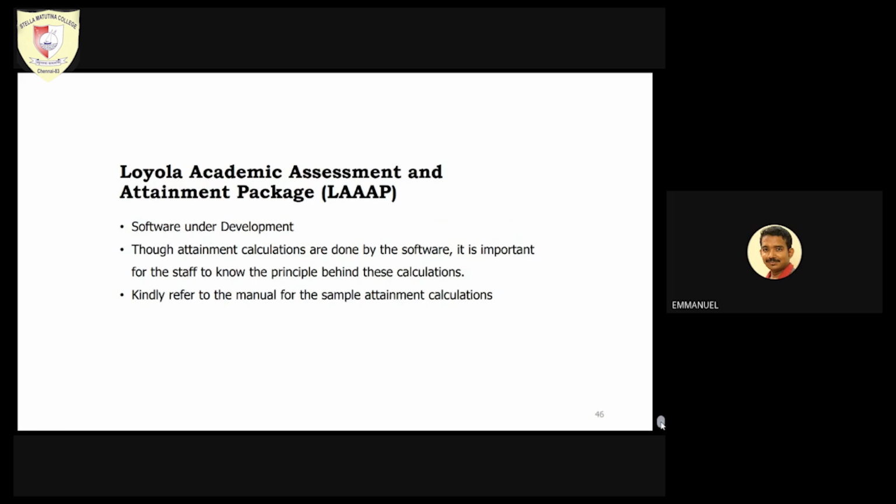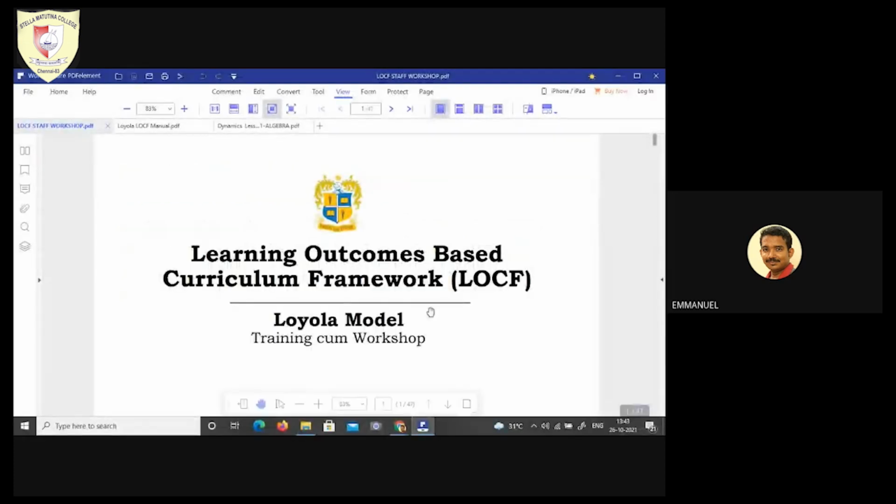Okay, as it said, software is under development. They are trying to build up a software. What are they doing in the software? Let me brief you.